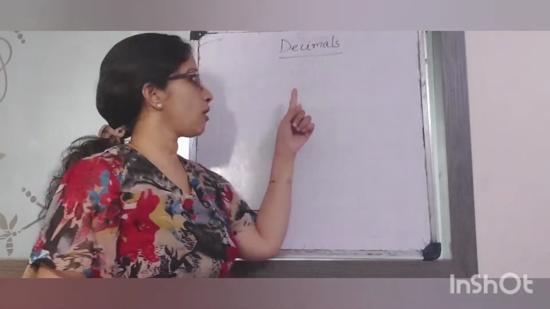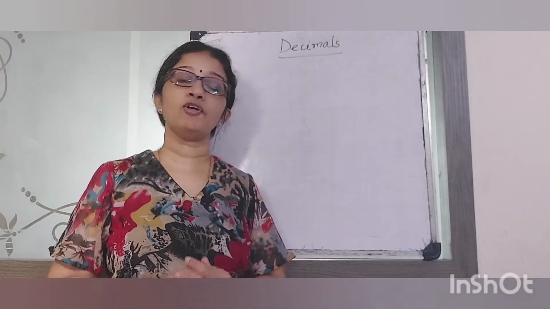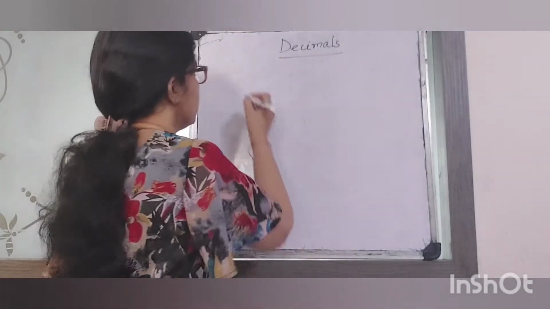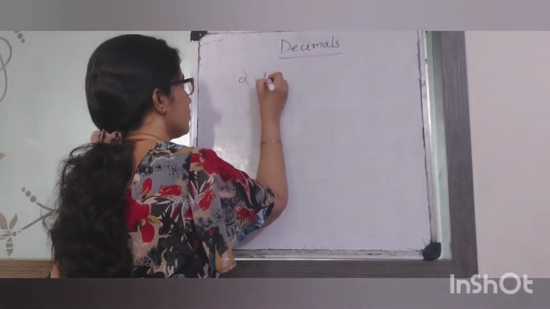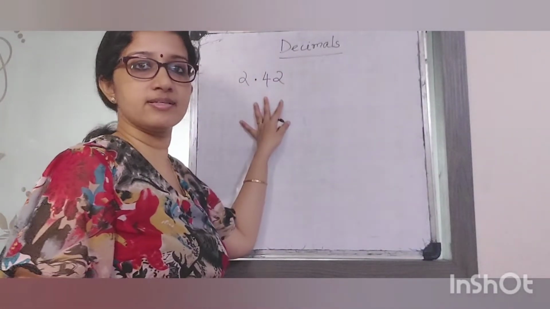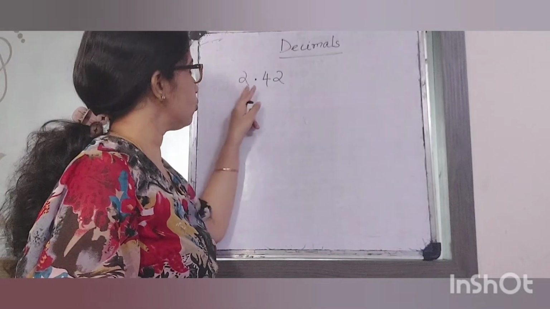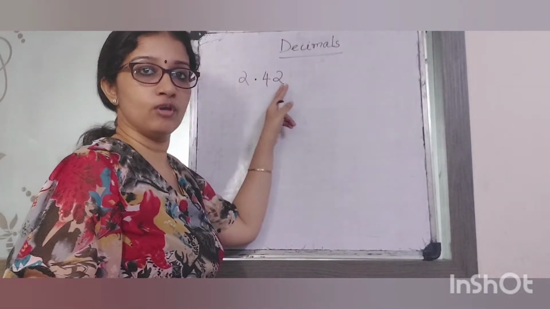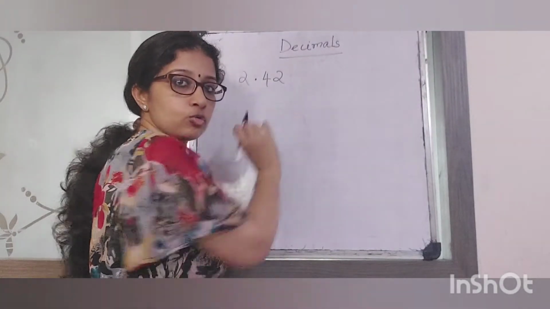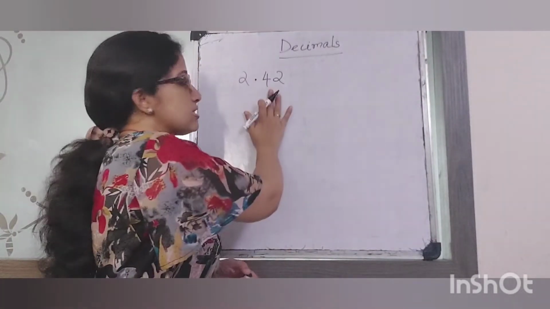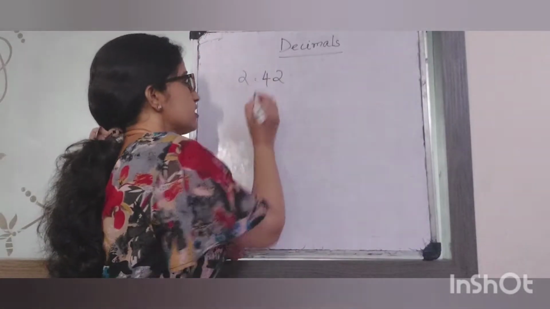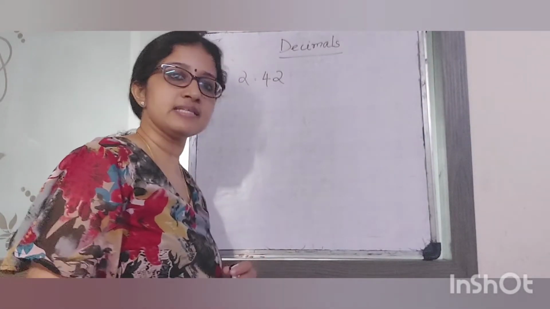So today's topic is decimals. What do you mean by a decimal number? Okay, I'll give you an example. How do you read this? Do you read this as 2.42? No, we have to read it as 2.42. Okay? Such numbers are called decimal numbers. That is, numbers with a point in between are called decimal numbers.